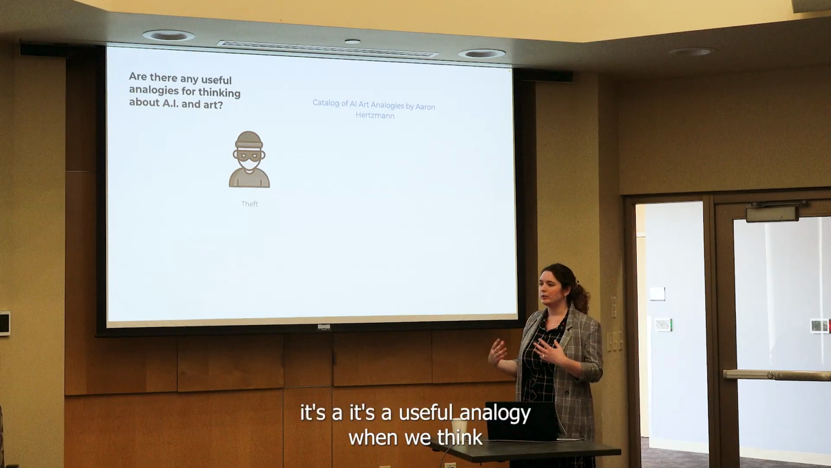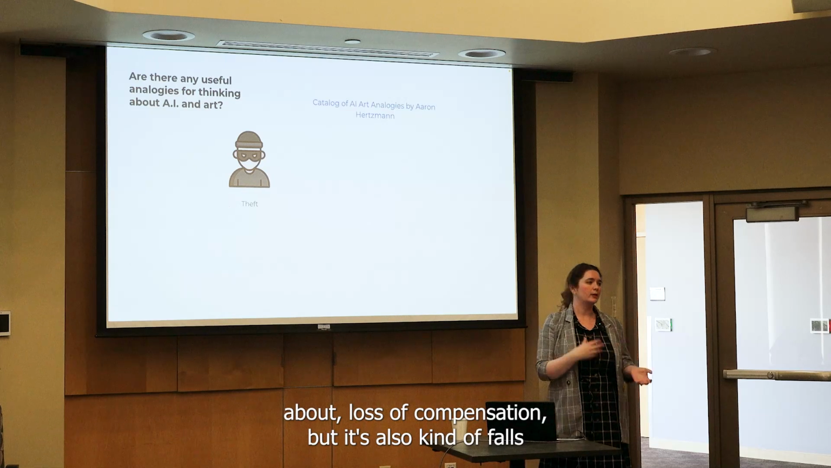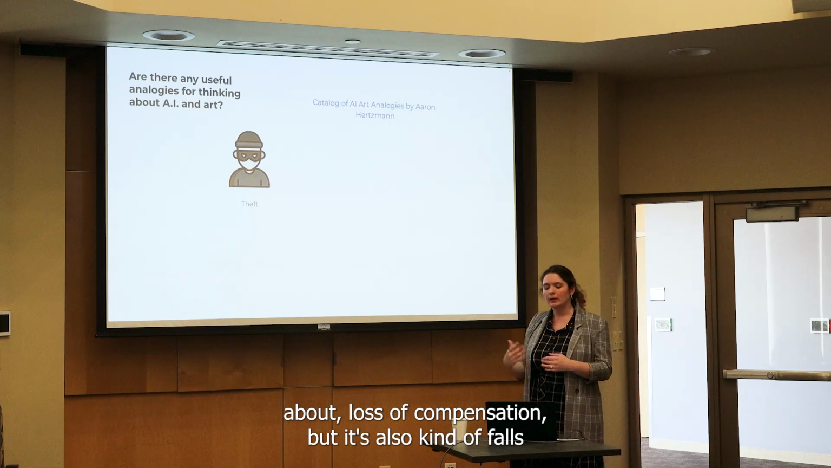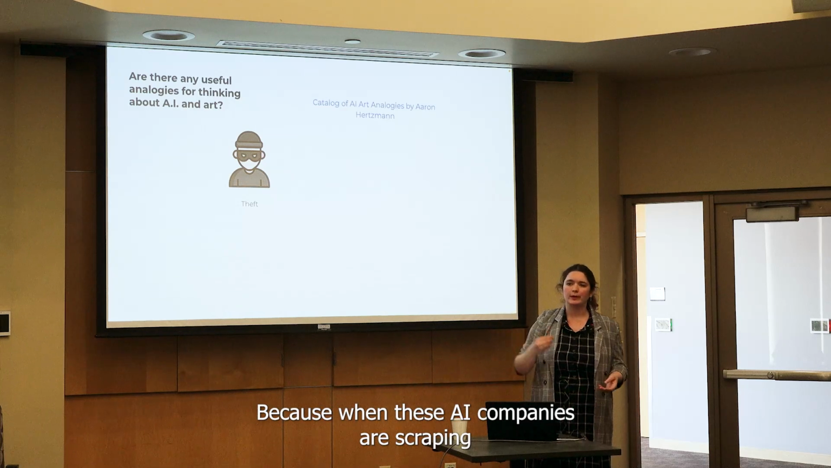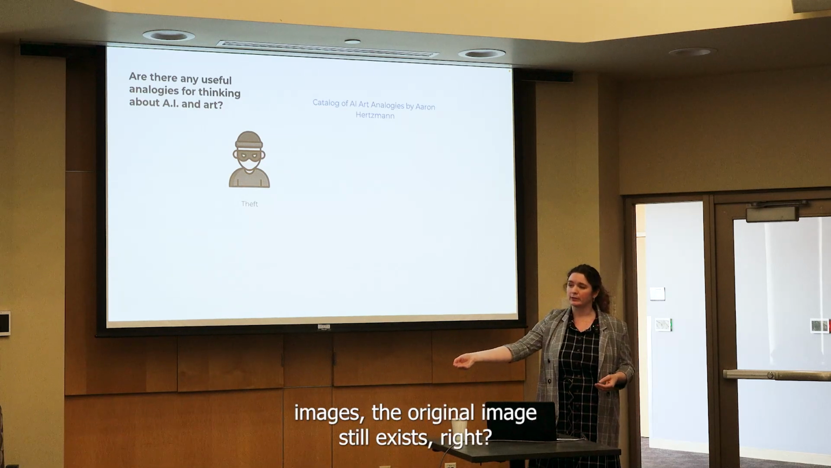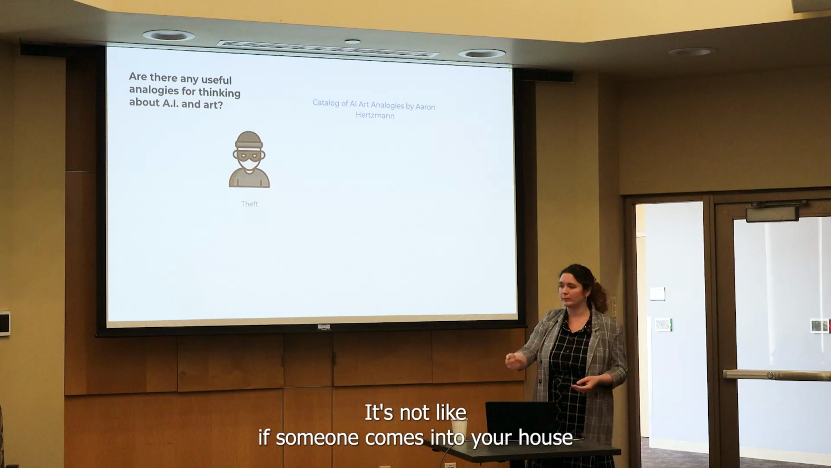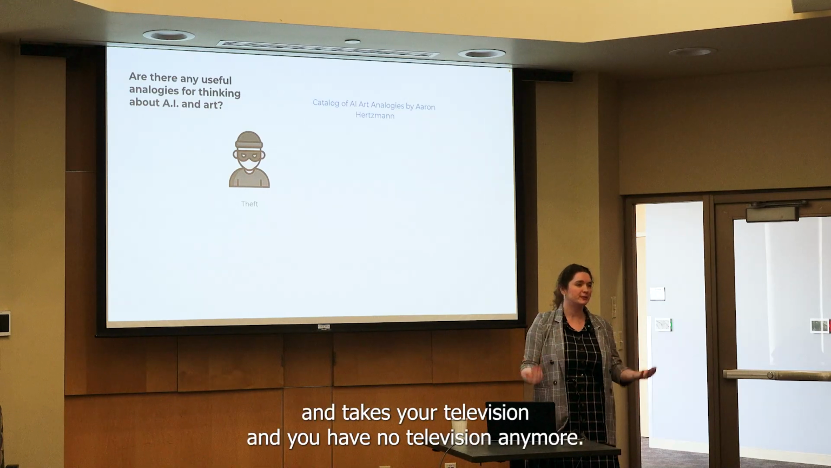It's a useful analogy when we think about loss of compensation, but it also kind of falls flat in some scenarios, right? Because when these AI companies are scraping images, the original image still exists, right? It's not like if someone comes into your house and takes your television and you have no television anymore.